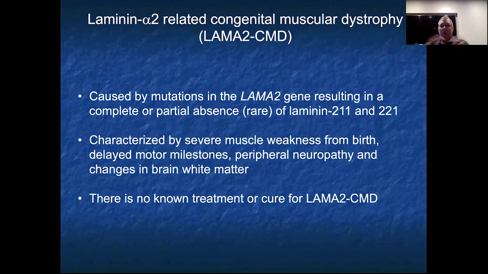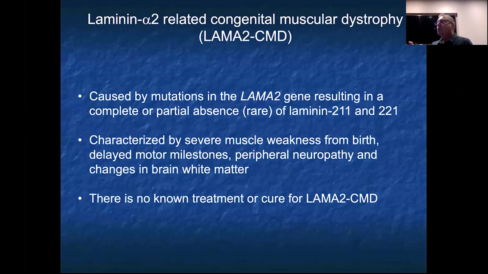Laminin 211 is found around the muscle fibers, and then 221 is concentrated at the neuromuscular and myotendinous junctions. So for those patients that have complete absence, they're missing the laminin isoforms at the neuromuscular as well as the myotendinous junctions, as well as across the rest of the fiber. The disease is characterized by severe progressive muscle weakness from birth, and obviously hypotonia, so straight from birth, there's an issue. Delayed motor milestones, peripheral neuropathy, and changes in brain white matter are detected by MRI.